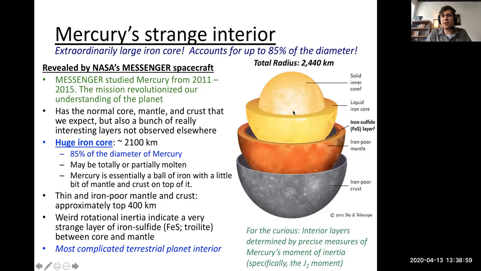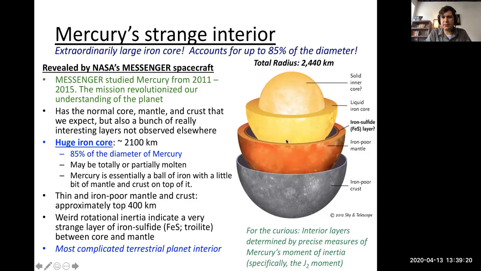Center to 2,100 kilometers away from the center is all iron core. That's 85% of the diameter of Mercury. For comparison, Earth's iron core is 55% the diameter. So this is an absurdly large iron core.